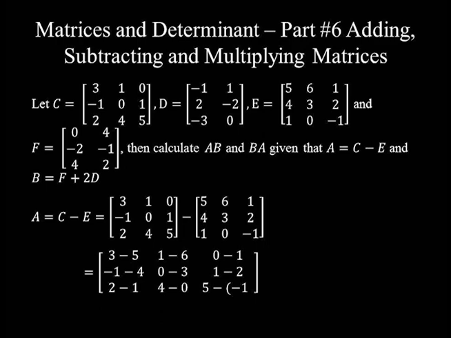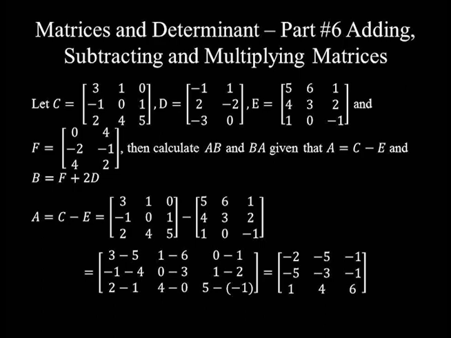Now, what is left is simple subtraction. That's 3 minus 5 equal to -2, 1 minus 6 equal to -5, 0 minus 1 equal to -1, -1 minus 4 gives us -5, 0 minus 3 equal to -3, 1 minus 2 is -1, 2 minus 1 is 1, 4 minus 0 is 4, and 5 minus -1 means 5 plus 1 because negative times negative gives us positive. So 5 plus 1 equal to 6. Therefore, matrix A is this 3 by 3 matrix.